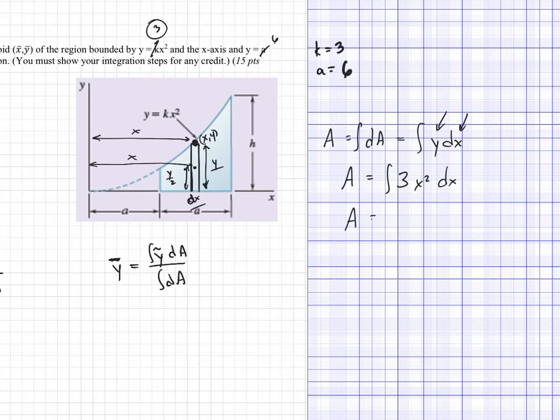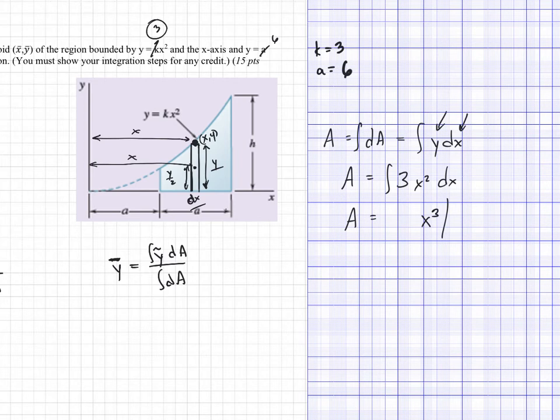So area equals integral of, no, sorry, we're integrating, so we don't need that anymore. So we're going to do x cubed. Oh, nice. It works out clean like that. And then we need to know where we start and where we end.